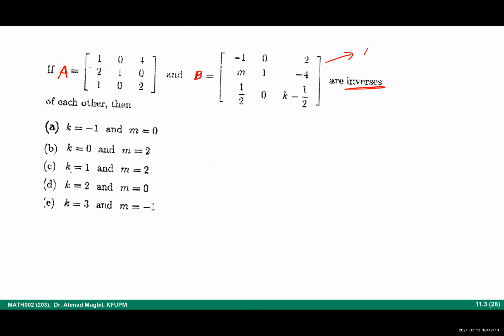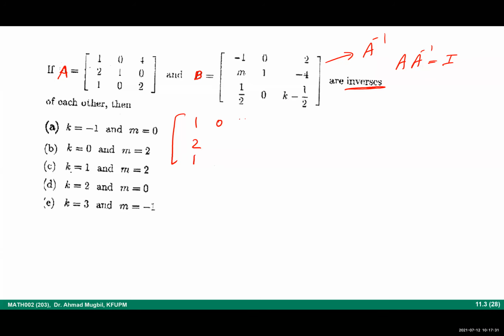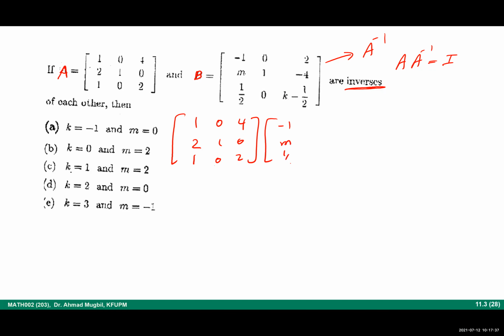This matrix here is A inverse. So if I multiply A by A inverse, or A inverse by A, what will I get? I will get the identity. Is that right? Yes. So now if I take this matrix, which is of course 1, 2, 1, 0, 4, 1, 0, 0, 2, and I multiply it by this matrix, negative 1, M, a half, 0, 1, 0, 2, negative 4, and K minus a half.